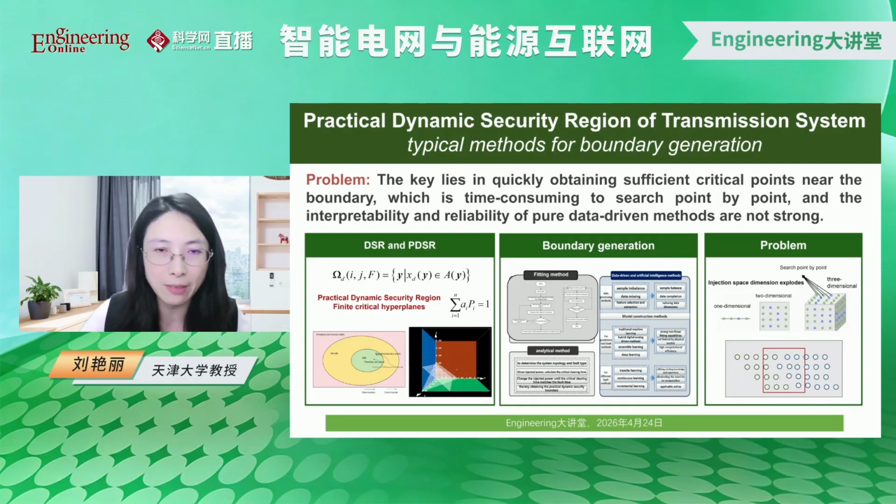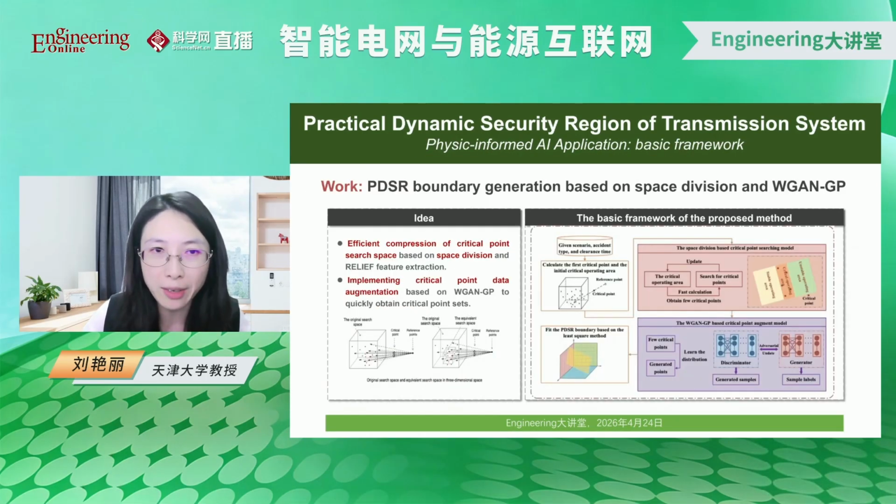So the key vision and the key idea we have about that is that we should obtain the boundary location based on the mathematical view, and then just inside a limited space, we generate the sampling points based on AI. Then we can obtain the reliable points just along the boundary. So here is the work. That's the PDSR boundary generation based on space division and WGAN-GP.